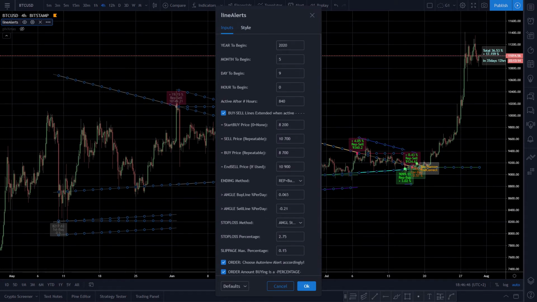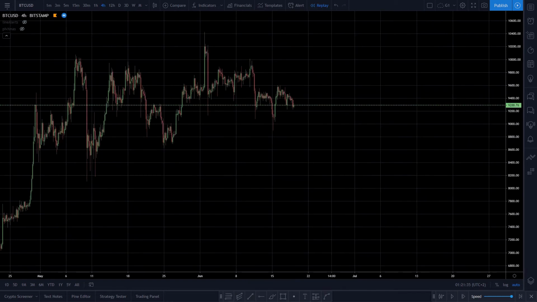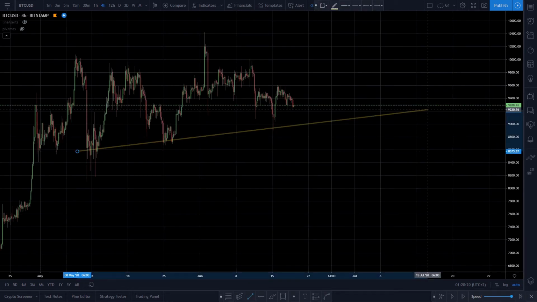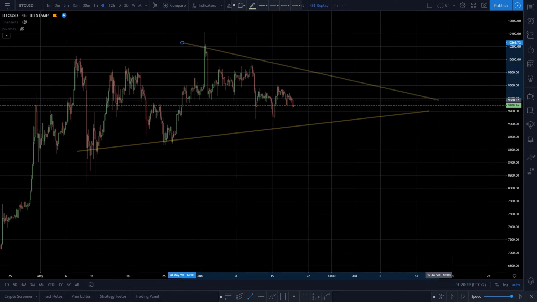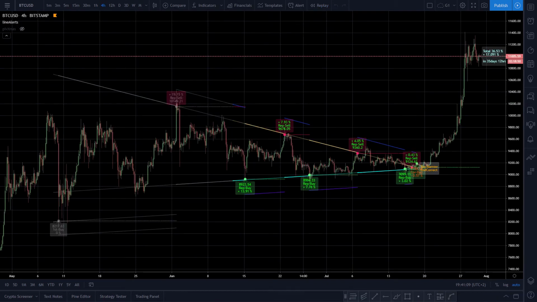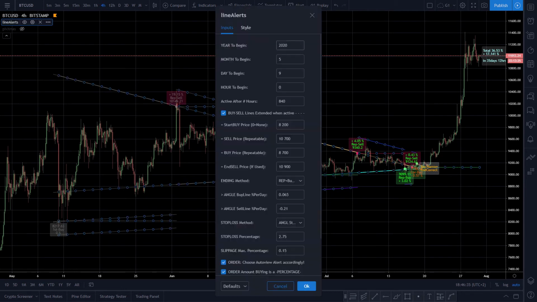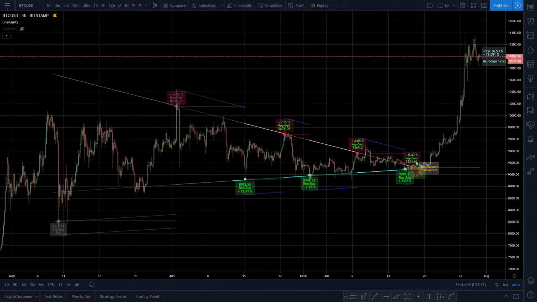The buy and sell lines pattern is to be created right here. But first, a linear pattern needs to be detected on the chart. It might prove handy to manually draw a few trend lines first. When we open the lineAlerts configuration inputs, a starting point needs to be defined. So, the year, month, day and hour to begin have to be entered or adjusted.